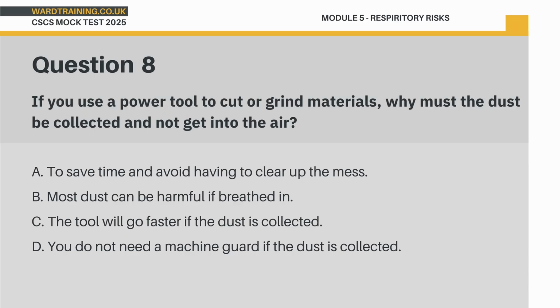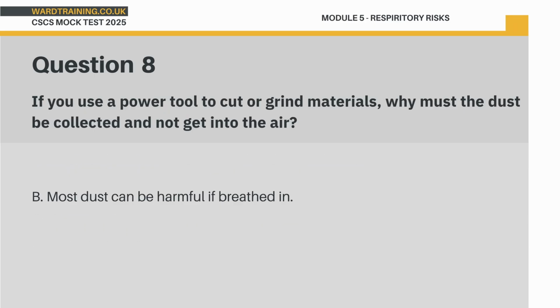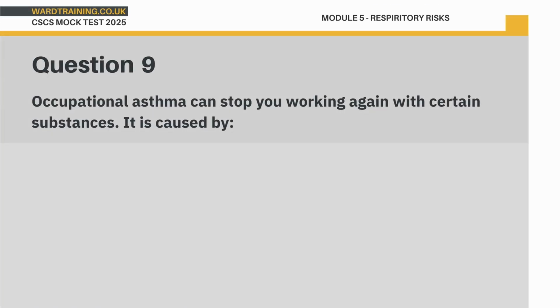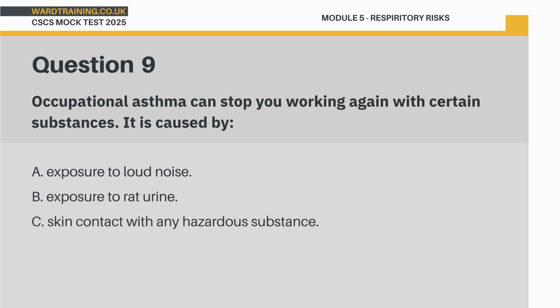The correct answer is B. Most dust can be harmful if breathed in. Question 9. Occupational asthma can stop you working again with certain substances. It is caused by A. Exposure to loud noise. B. Exposure to rat urine. C. Skin contact with any hazardous substance. D. Breathing in hazardous dust, fumes or vapors.